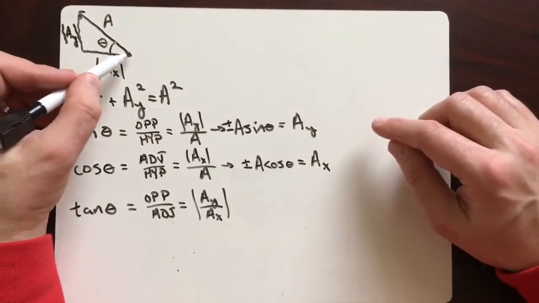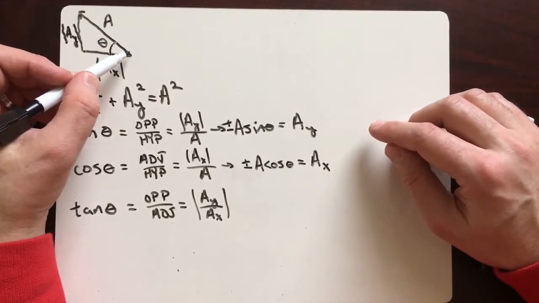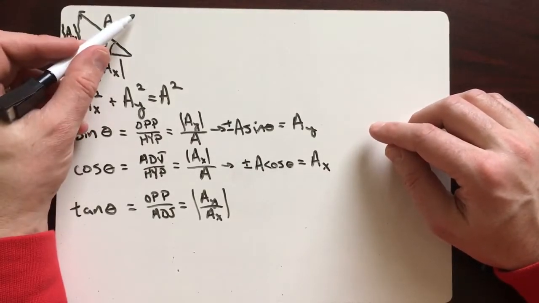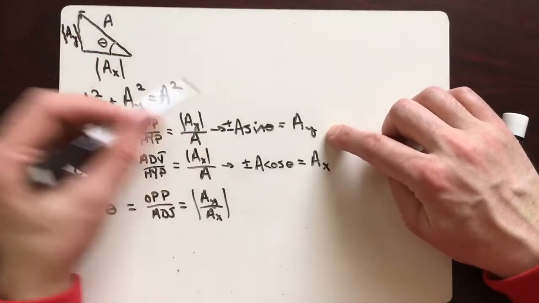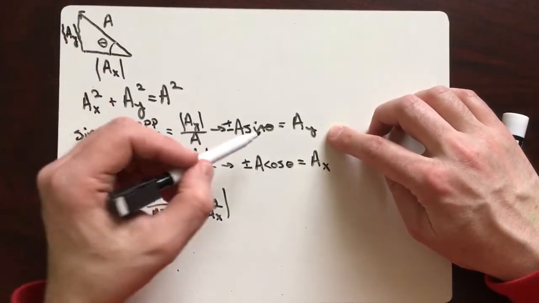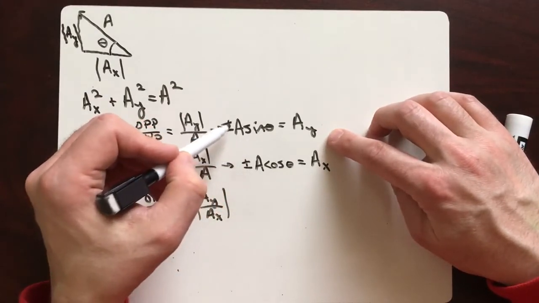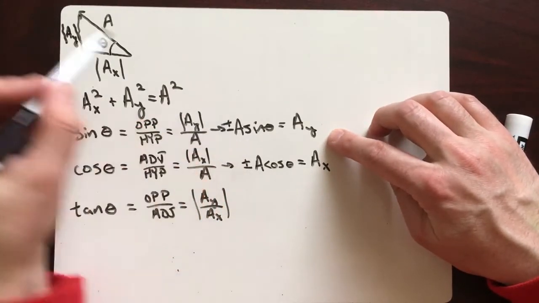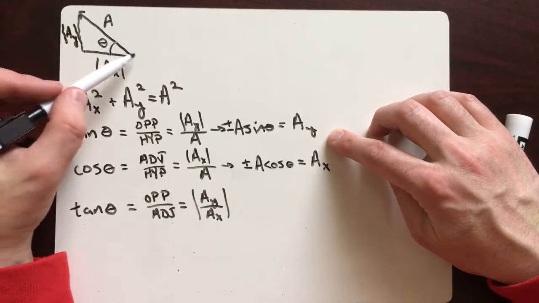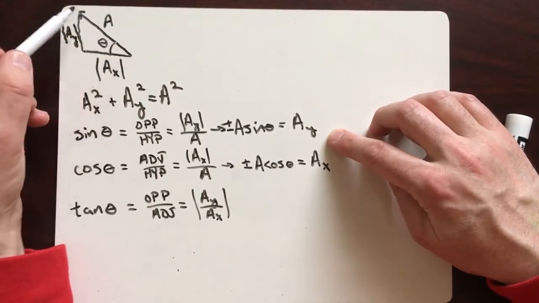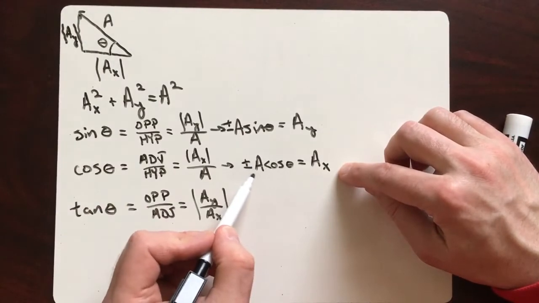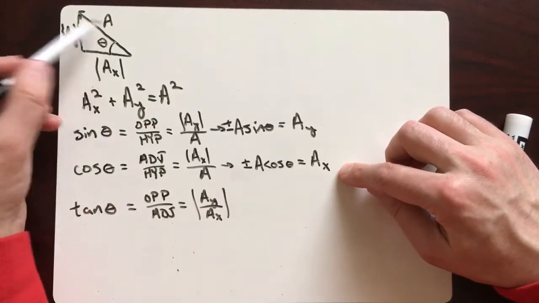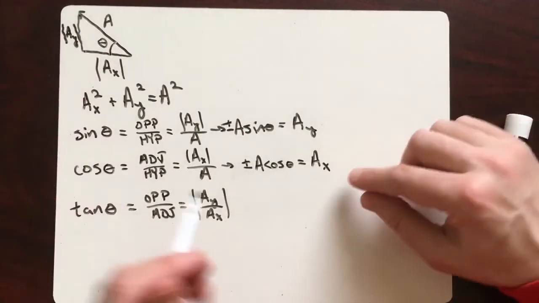In this case, my vector is pointing up and to the left. Since it's pointing up, if I was doing this very specific vector, I would choose the positive sign here. Because my y component has to be positive, up is positive, and it's going to the left, so I would choose the negative down here for the x component because going to the left is negative.